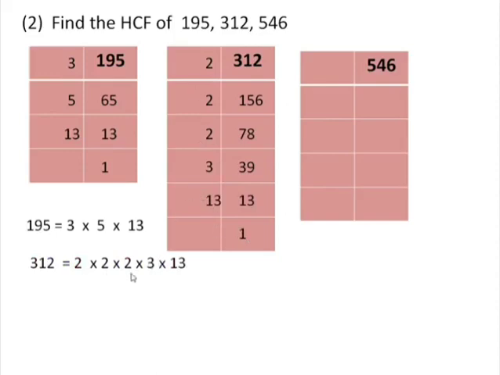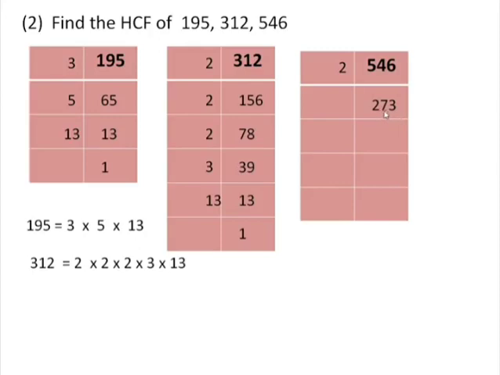2 multiplied 3 times, multiplied by 3, multiplied by 13. Now next number 546. Again you will take 2 as a prime factor. When you divide 546 by 2, you will get 273. Now 273 is not divisible by 2. So next prime factor after 2 is 3. So let us see whether it is divisible by 3 or not.